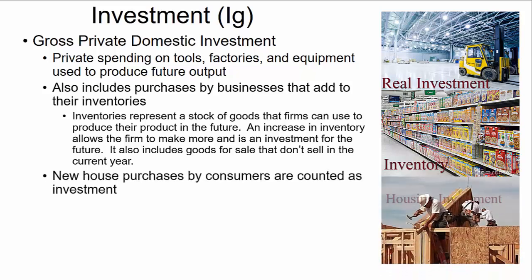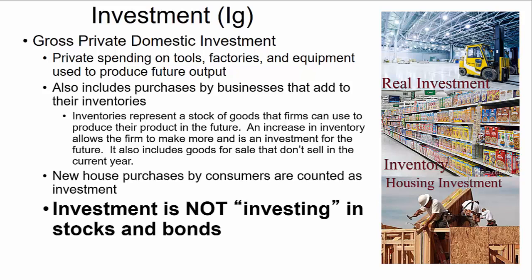And then the third category of investment is housing investment. This is the part that is a little confusing because you would think new houses would be part of consumption spending, but it is not. So you just have to remember that. So there's your first, there's your second, there's your third type of investment spending.